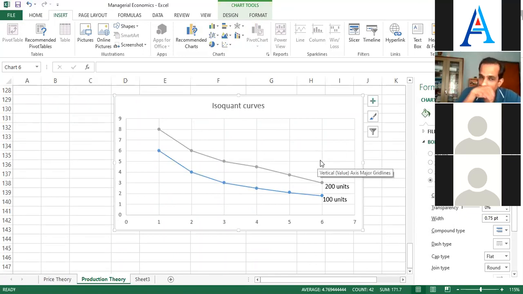Then how can we identify what is the optimum level for the producer? What is the maximum production level for a particular firm? How can we identify that? How can we identify what is the maximum production a particular firm can reach?